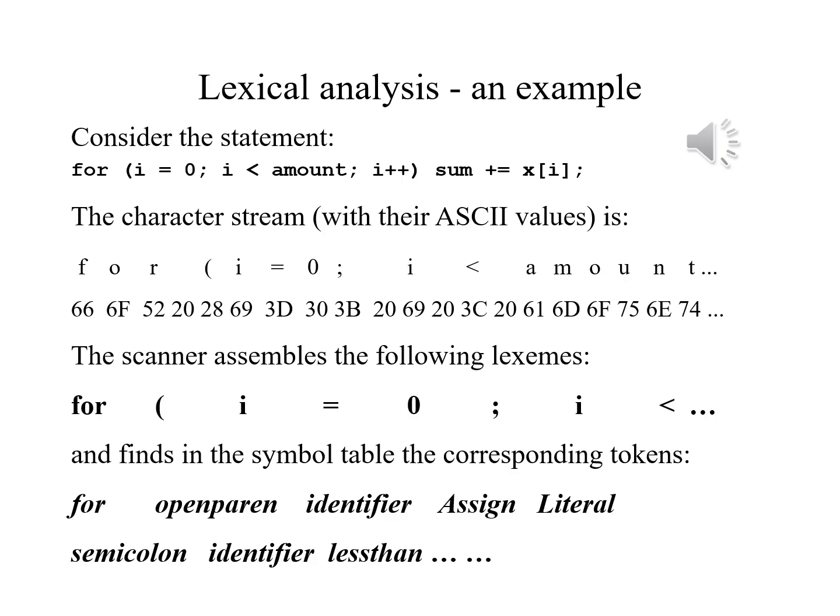We have I again, so this time we know already that the token is identifier. Less than, being an operator, has its own token. Amount, which is also an identifier. A semicolon, and so on.